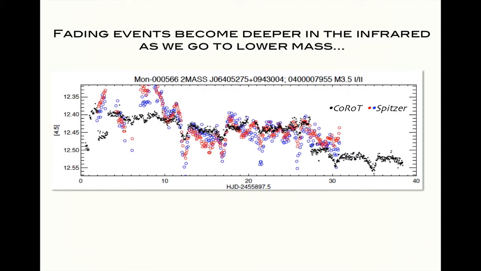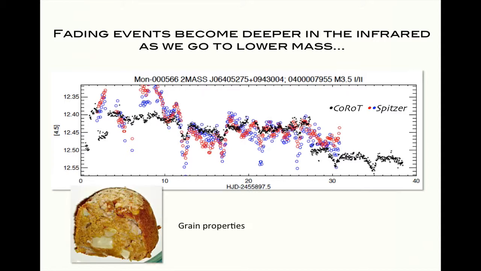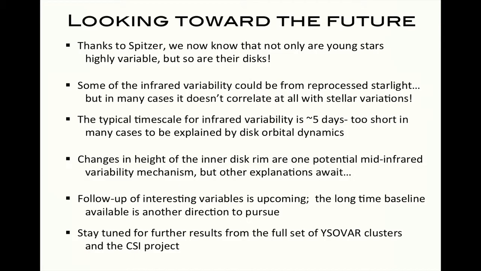There is certainly more modeling to be done, and we'd like to learn more about the grain properties in our disks. Okay, so looking toward the future, it's been a great 10 years of Spitzer, and we hope for many more. Thanks to this infrared telescope, we now know that not only are young stars highly variable, but so are their disks. Some of that infrared variability could simply be from reprocessed starlight, but as I showed you, in many cases it doesn't correlate well with the stellar variations, and it has to be coming from the disk itself.